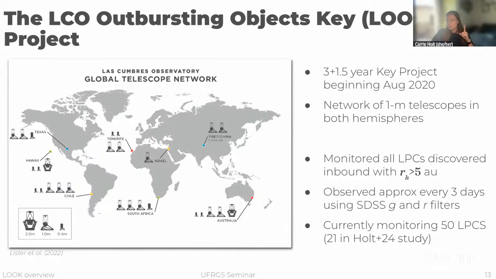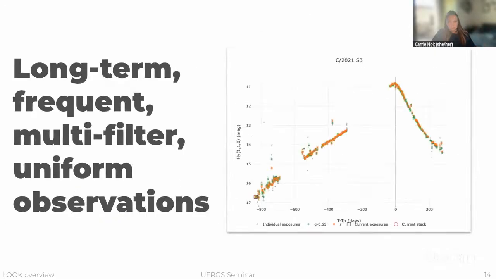Yeah, so we're currently monitoring 50, and we included 21 of those in our initial study, which used the first 3 years of data. So the thing that this project gives us that no other data set has is really long-term, frequent, multi-filter, uniform observations. And it gives us beautiful light curves like these, which is over, this one I think is over 3 or 4 years.